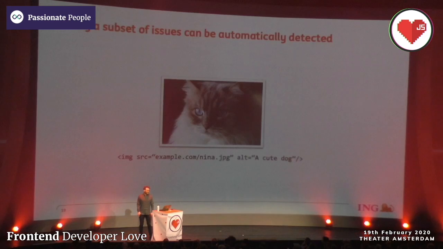A very silly example is this one. This is my cat, actually. I have it as an image on my website. And the alt tag says a cute dog. Well, there's no way that automation can detect this. Yeah, you could write some machine learning or something, but still, there's just manual work to do.